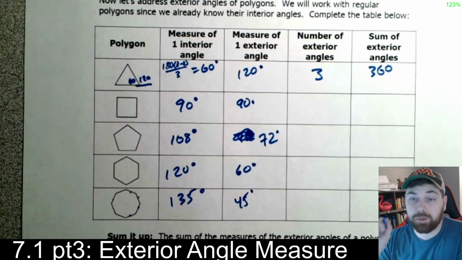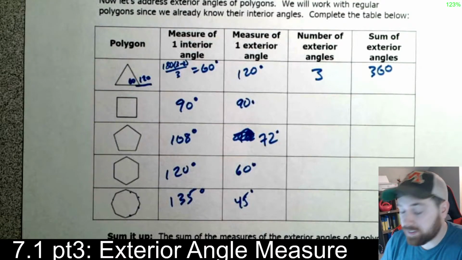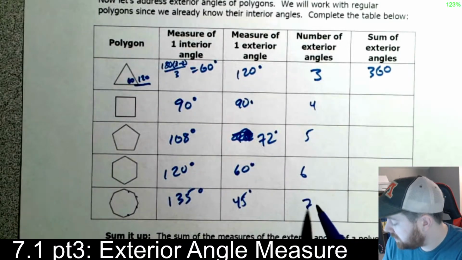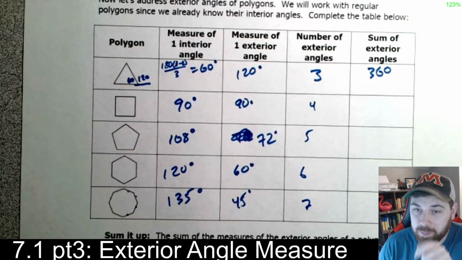Okay, pretty simple as far as calculating those goes. Now let's look at the number of exterior angles. This was 3, this has 4, this has 5, this has 6, and this has 7. That corresponds to the number of sides, right? And so the sum... this is pretty funny.